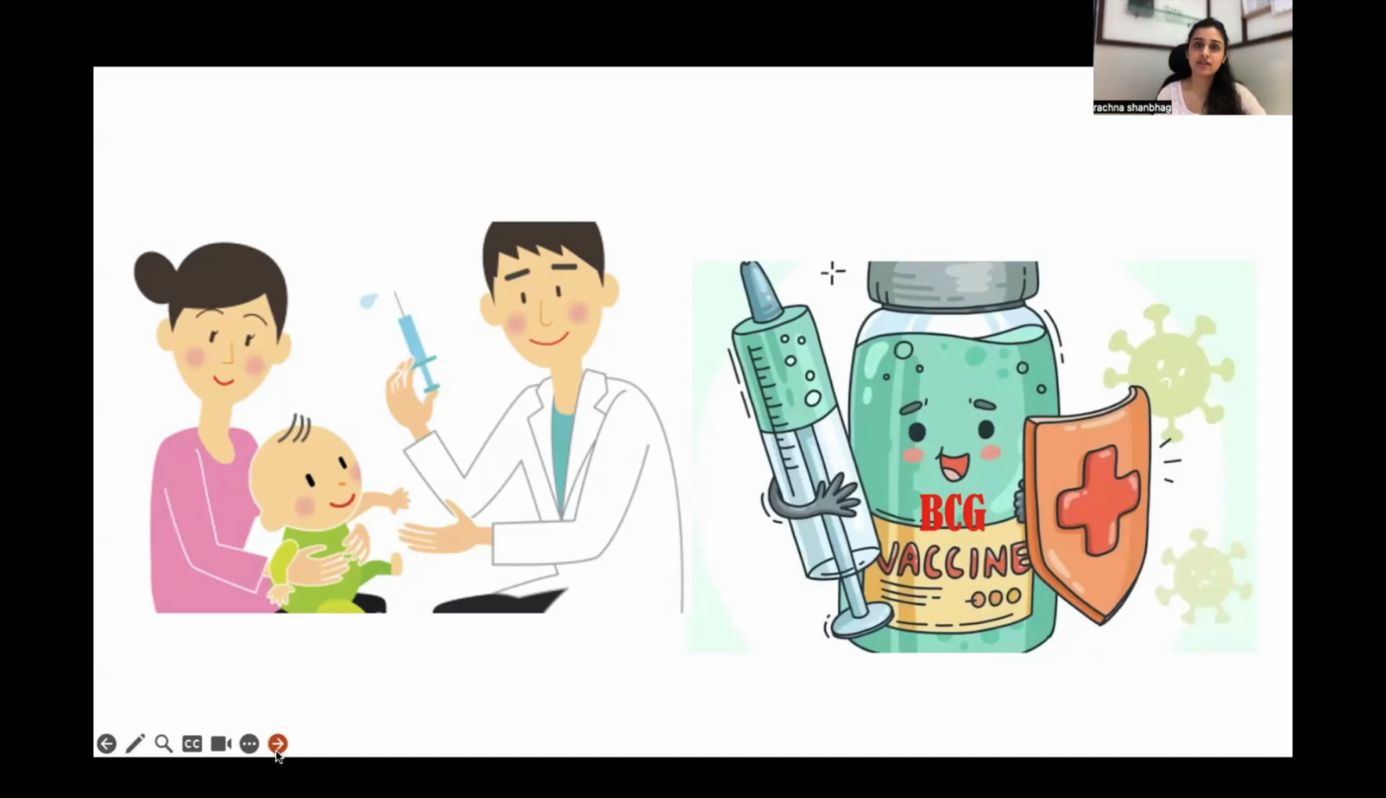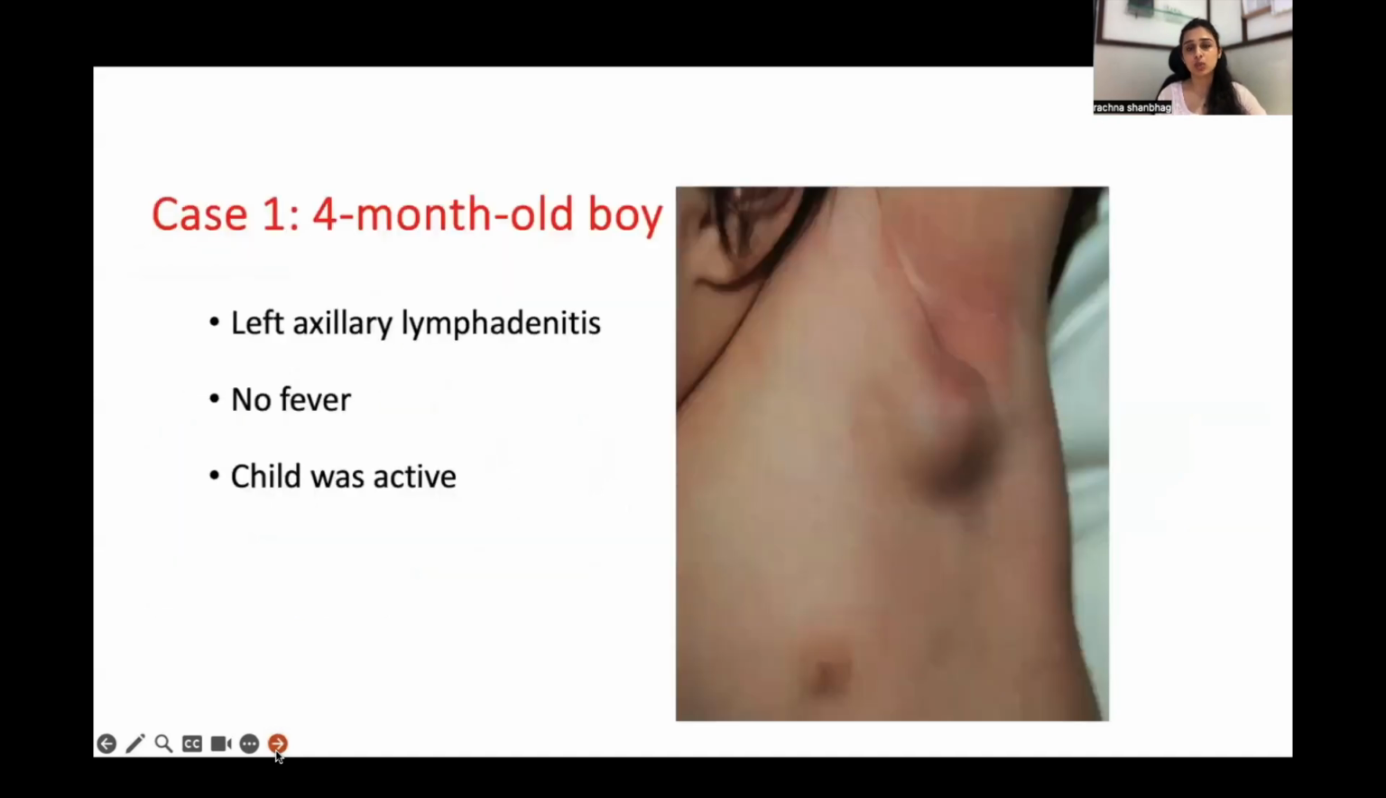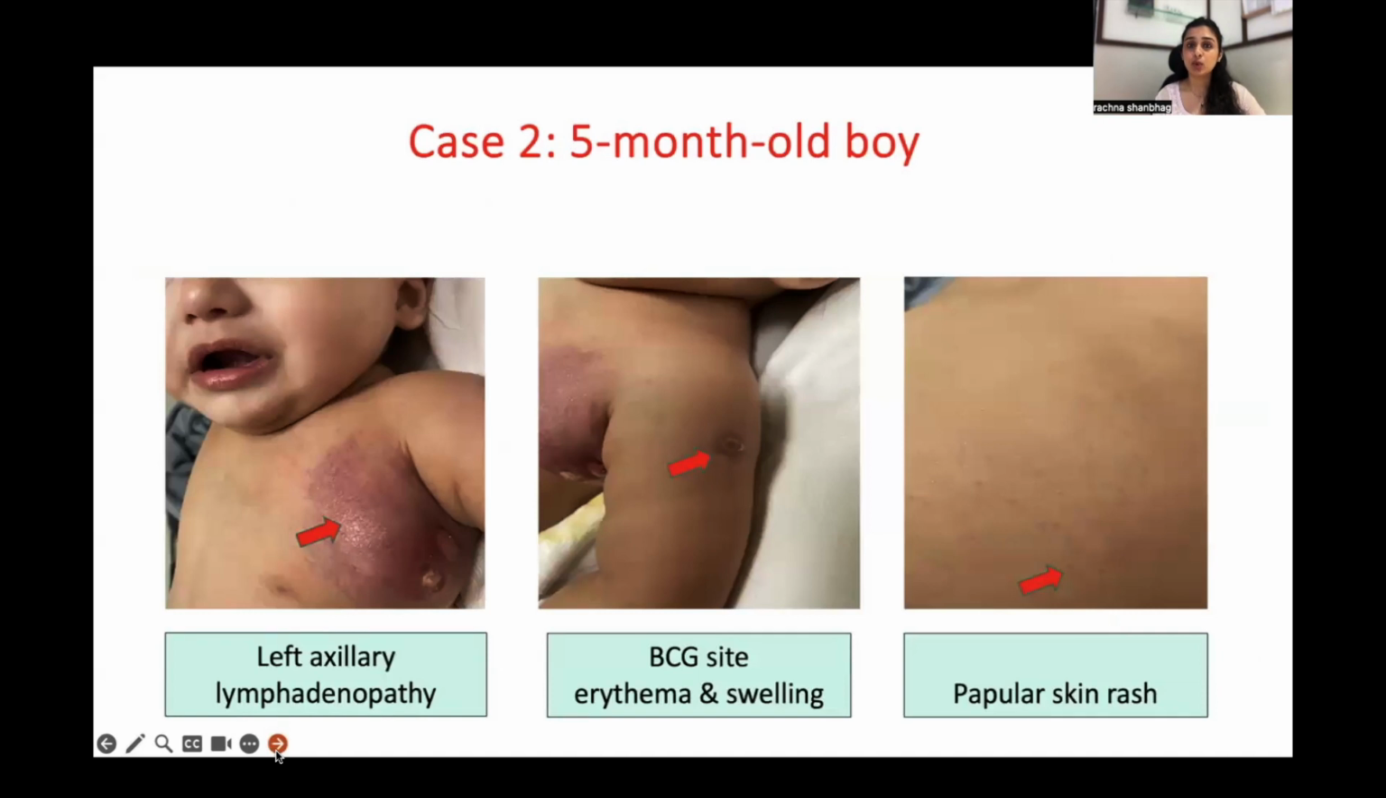Both these children have received BCG vaccine at birth, and case number 1, who's a 4-month-old boy, presents to us with a left axillary lymphadenitis. He does not have any fever and otherwise looks well and active. Case number 2 is a 5-month-old boy, and he has presented with a huge red left axillary lymphadenopathy along with BCG site erythema and swelling, and on a closer look we find that he also has a diffuse papular skin rash all over his body.